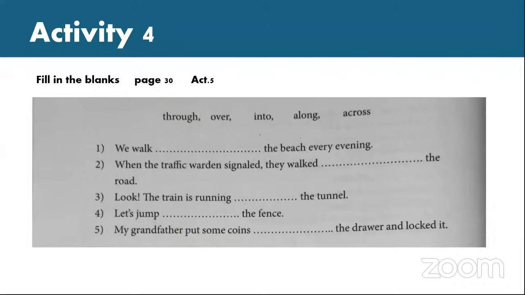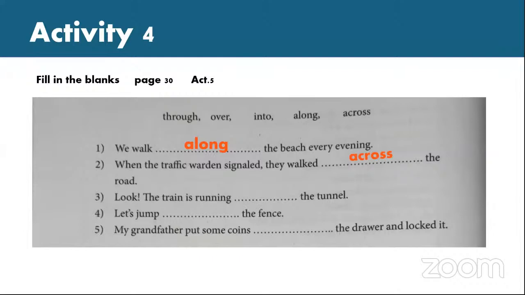Yes. First one. We walk along the beach every evening. We walk along. Okay. Second one, write down number 2 and write quickly the answer. When the traffic warden signaled, they walked across the road. What is your answer? Quickly. Yes. It should be across the road.